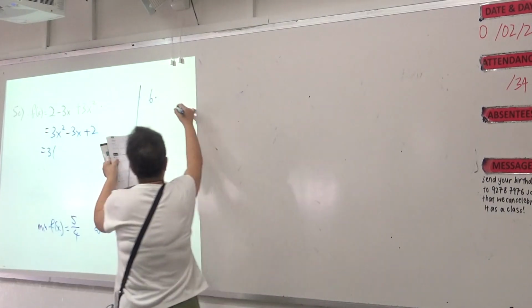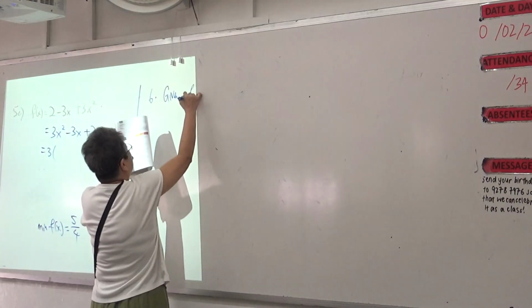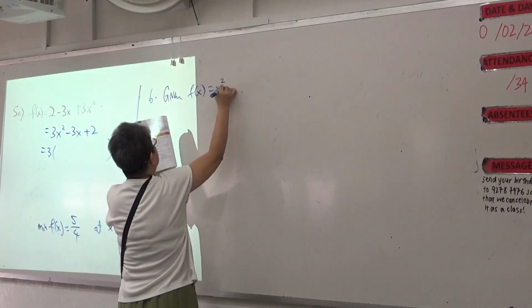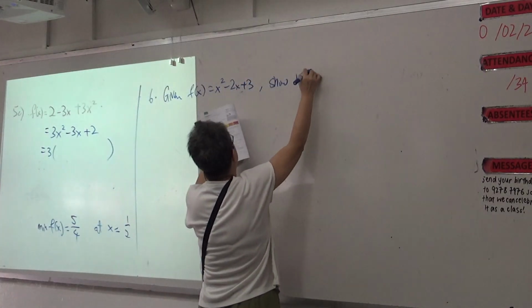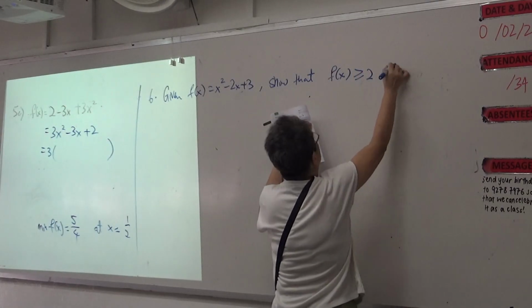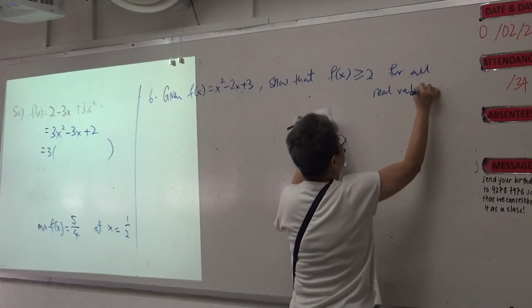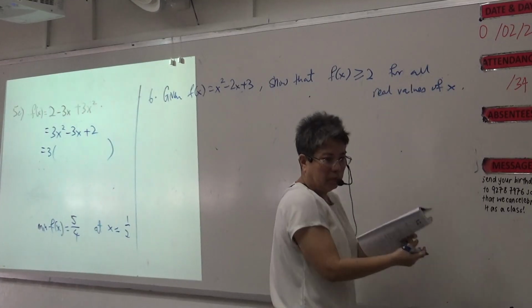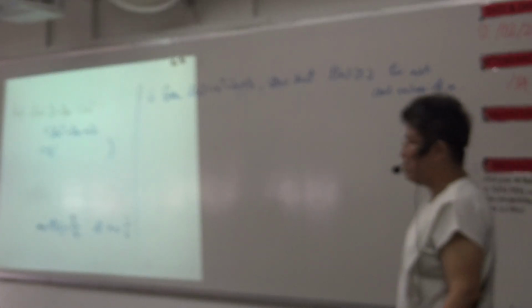Can you write down the question? Given f(x) is x squared minus 2x plus 3. Show that f(x) is bigger than or equal to 2 for all real values of x. Now I need to tell you what does this mean, okay? Copy down the question and stop talking.